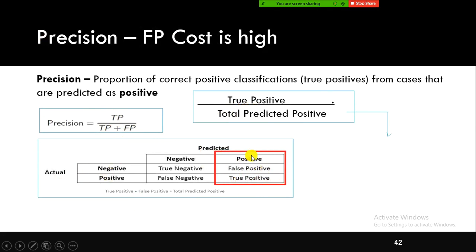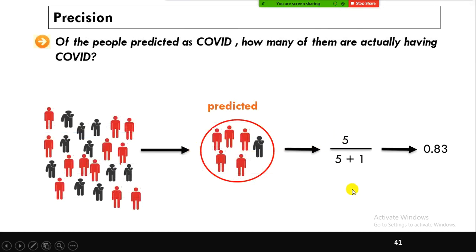If you look at this, you'll be able to understand. That's why you have to use multiple things to understand this. These columns are predicted positive, whether it is a false positive or a true positive, both were predicted as positive. So if you add these two in the denominator, and the numerator is true positive, out of the total predicted positive, how many are true positive? That is what this equation says. Now if you plug in the values, the true positive is 5 divided by true positive 5 plus 1, the false positive. So 5 divided by 6, 0.83. The precision is 0.83.